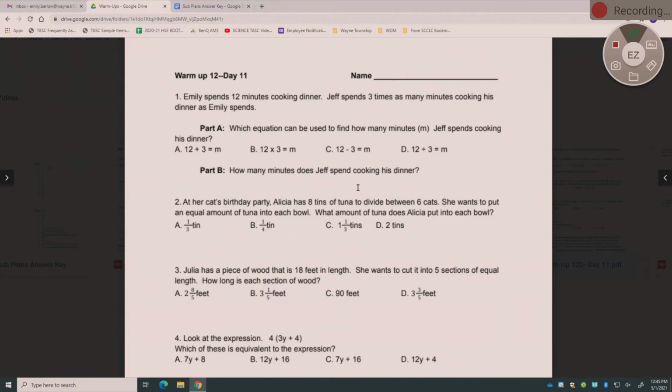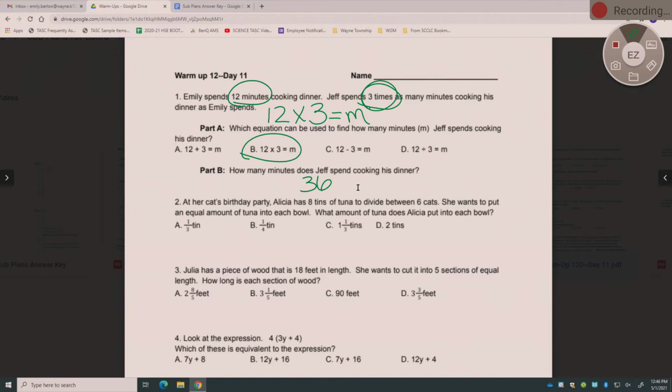All right. So number one, Emily spends 12 minutes cooking dinner. Jeff spends 3 times as many minutes cooking his dinner as Emily spends. So if we know that Emily spends 12 minutes cooking dinner and Jeff spends 3 times as many minutes, then we're multiplying, right? We're going to multiply the 12 minutes that Emily spends times the 3, and that's going to equal how many minutes Jeff spends cooking. And if we want to solve that out, all we have to do is 12 times 3, which is 36.